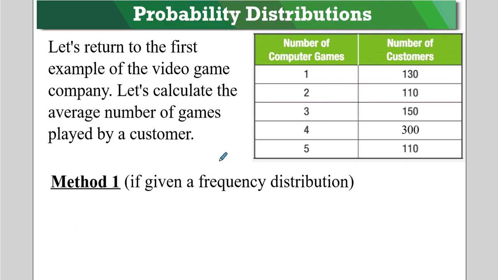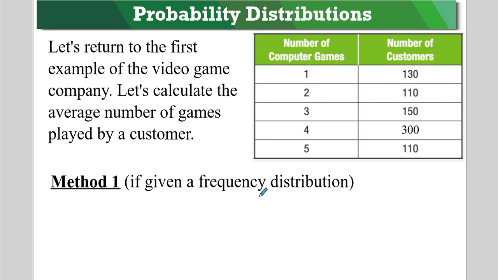The last thing we're going to do is talk about another thing that people want when they get data: they want to know the average. So with that customer example with the number of games that their customers played, the CEO might say, what's the average number of games that our customers are playing? It depends on if the information was given to you as a frequency distribution or as a probability distribution. Well, the process is the same, but it's more apparent with the frequency distribution. So we're going to start that way.